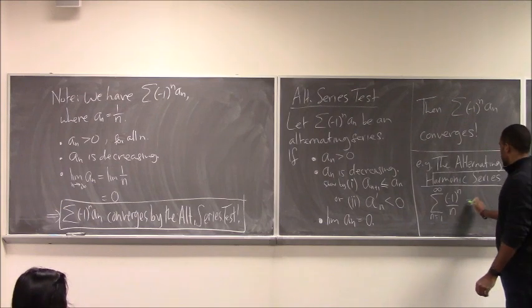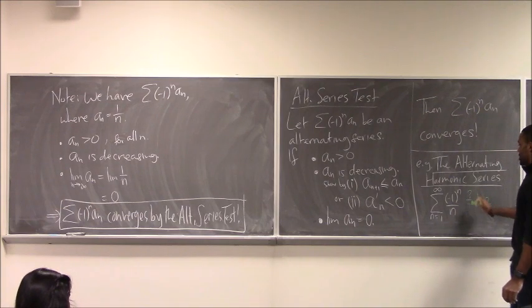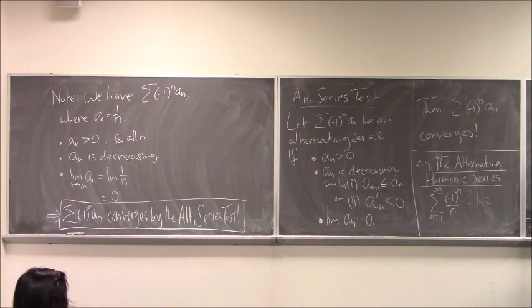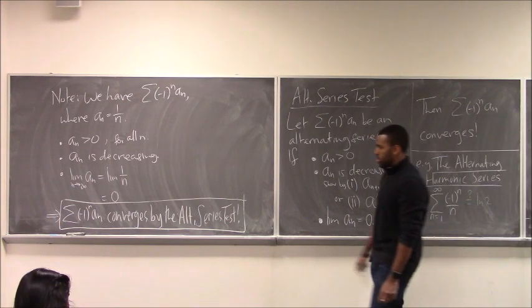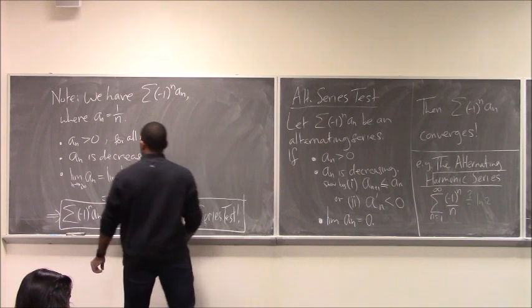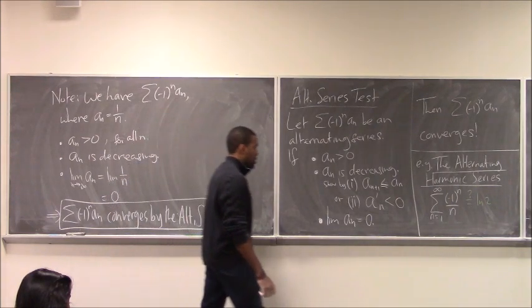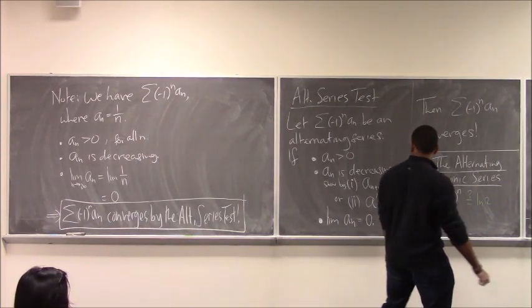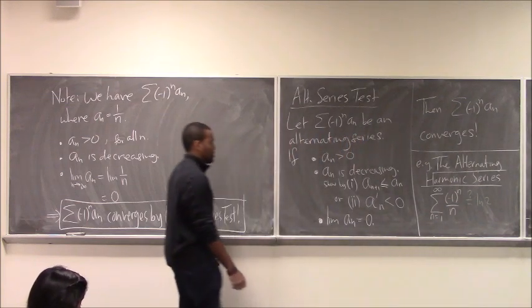Pretty sure this actually converges to ln 2, by the way. Just a little fact. We'll actually prove that. So you take 1 minus a half, plus a third, minus a quarter, plus a fifth, minus a sixth. You do that forever, it adds up to ln 2.